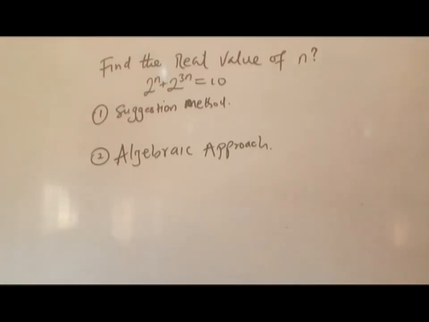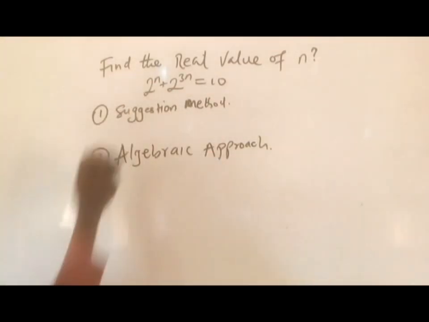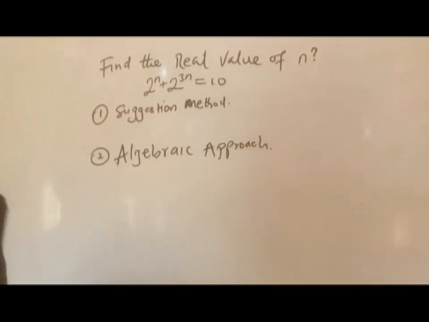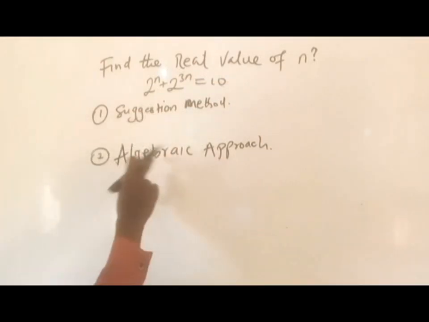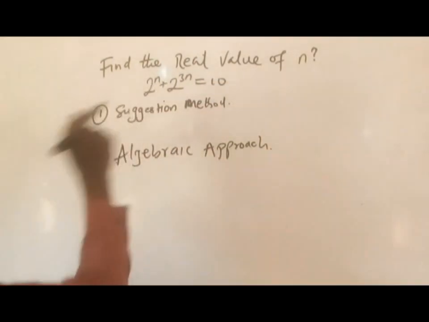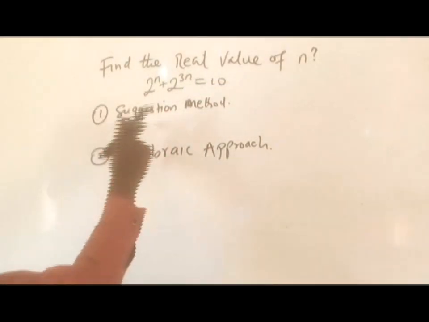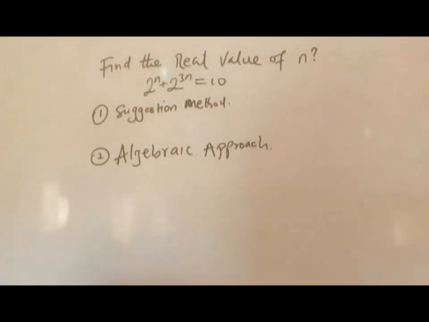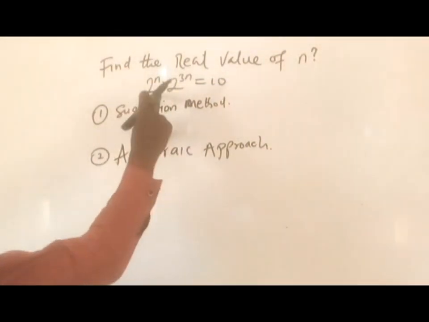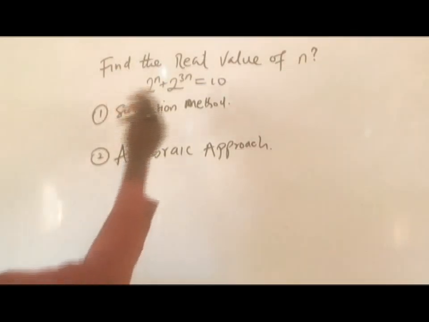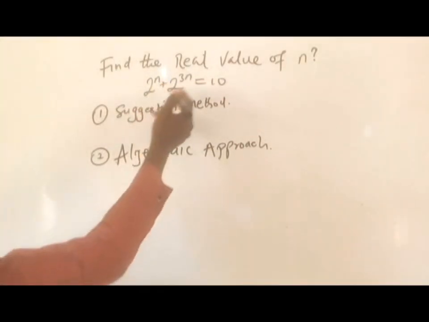We are going to find the real value of n in this equation: 2 raised to n plus 2 raised to 3n equals 10. Ideally, we have two methods to apply for solving this one. The first one is the suggestion method, which means you observe the equation and suggest a number n that will make it true.